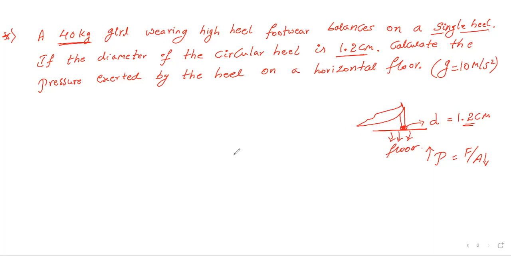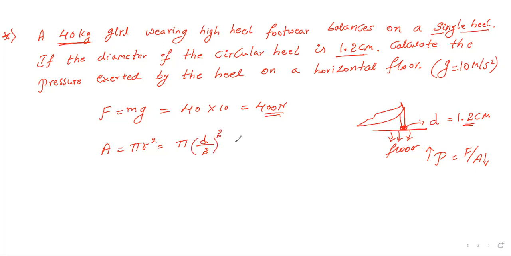So I can solve this problem by using the formula F is equal to mg. So m is the mass of the girl, that is 40, into g is the acceleration due to gravity. So it becomes 400 Newton. Now area is pi r square, correct? But r is nothing but d by 2 because the data is given in terms of the diameter. So it will be d by 2 whole square. Now substitute in that, find out the area.